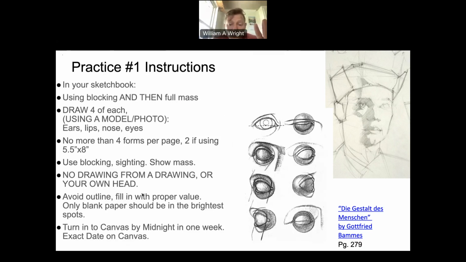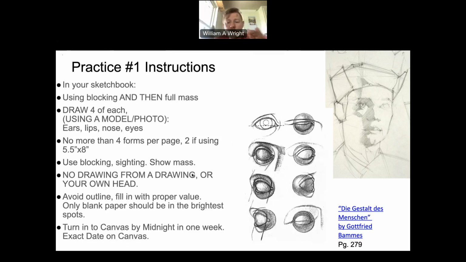It's great if you do that on your own, and that's your own way of making art, but that's not what we're looking for here. No more than 4 forms per page. Basically, I don't want you to draw everything on one page. If you want to draw all 4 eyes on one full sketchbook page, that's fine. All 4 noses, whatever. That said, that's if you're using a 9x12 full-size sketchbook.